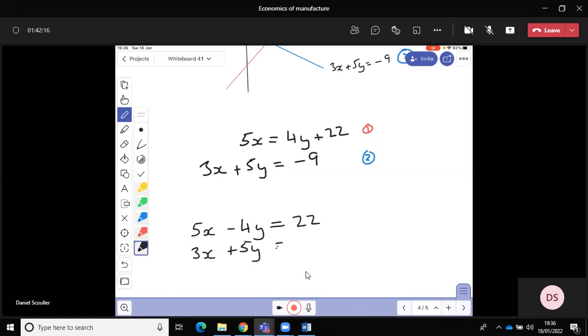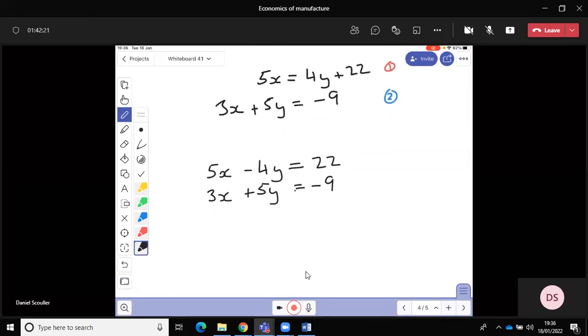That allows us to put equation 2 below. We don't need to change anything in equation 2. But now we've got the letters above each other, so we can work in columns. Now we've got something we're a wee bit more familiar with. We want to eliminate this second term, so we're going to multiply that top equation by 5 and that bottom one by 4.